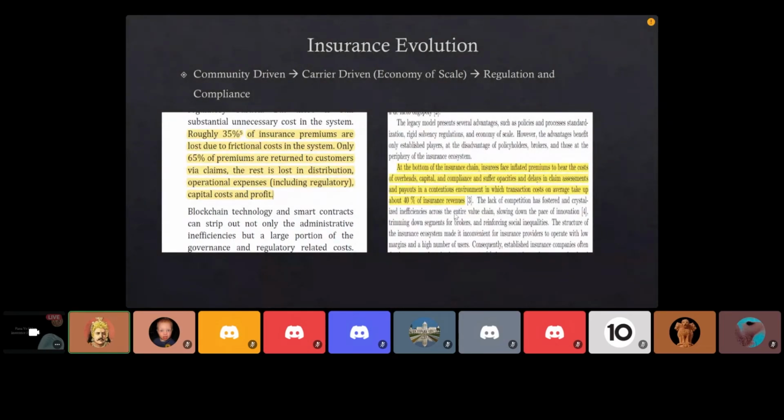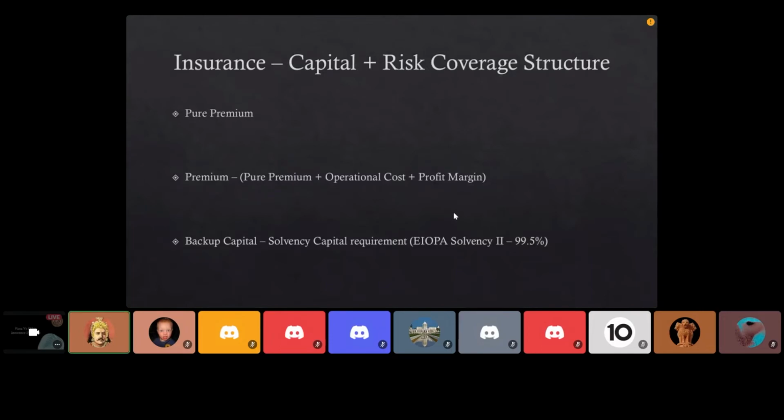So moving forward, I just wanted to stress on these three: capital and the risk coverage structure before getting into the other insurance protocols, because these will be repeating in the different insurance protocols, and also when we compare PANA and other insurance protocols, this will be a major point. When you look at an insurance capital structure, there are three things. First thing, we can call it pure premium.